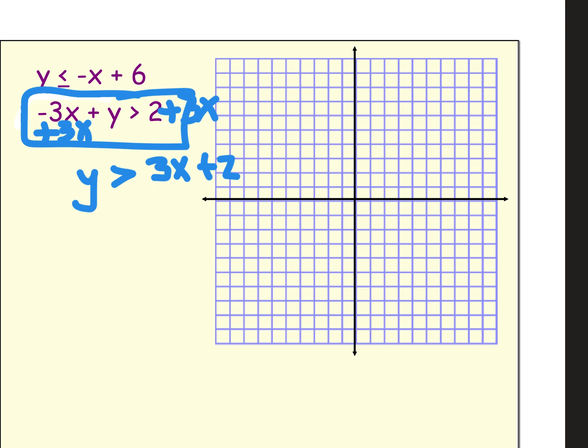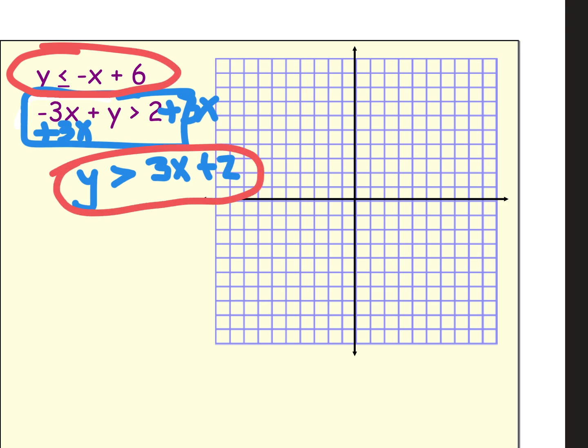There, I've solved it. Now graph this and this. One of them's dotted, one of them's solid, and I think in this case, you shade one below and you shade one above. Done? Put it on the keyboard.